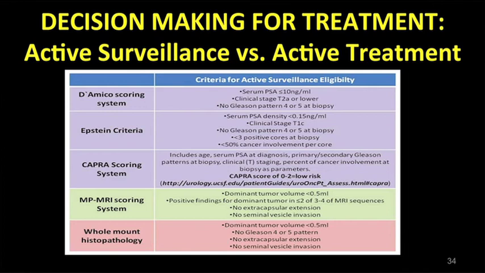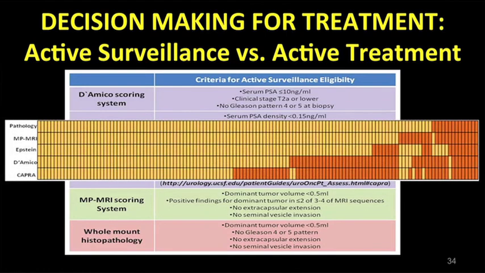We conducted the research in 133 patients. We tested an MRI scoring system to stratify active surveillance versus active treatment, and we compared our results with the 3 biggest nomograms in the world. And here is the result. Each column represents a case. The top row is the gold standard, the ground truth. The yellows are the active treatment candidates. The oranges are the active surveillance candidates. And here you can see MRI made the least amount of mistakes in correctly stratifying these patients.